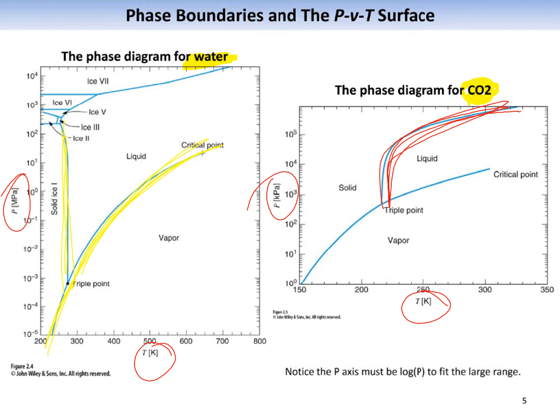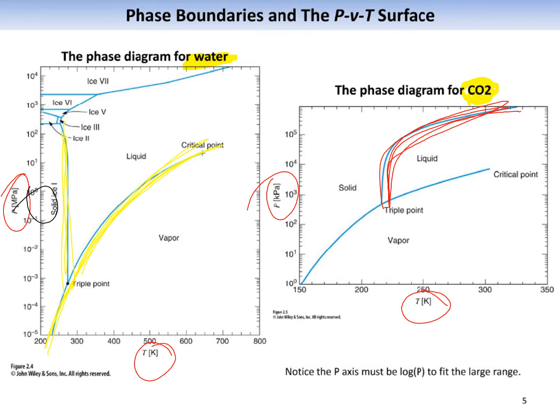So what will happen at 101 kilopascal? 101 kilopascal is nearly 0.1 megapascal, and 0.1 megapascal is over here, nearly in this range.